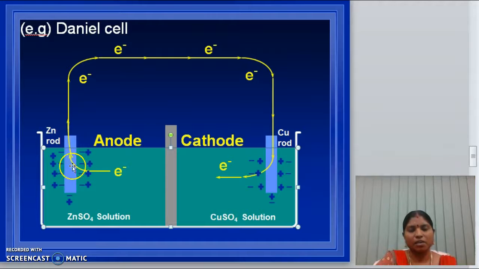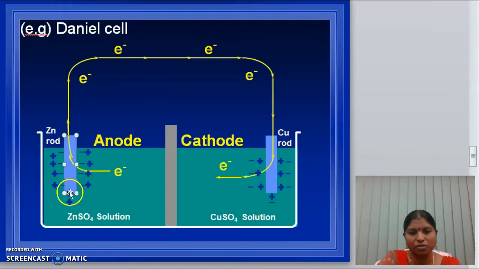So when this zinc rod is dipped in zinc sulfate solution, the Zn2+ ions from this metal rod go into the solution, leaving behind the electrons. So this electrode surface becomes negatively charged. This negative charge immediately attracts the positive ions from the solution and forms an electrical double layer. Due to this electrical double layer, a potential is developed. That potential is known as electrode potential. Since this potential is developed due to the oxidation reaction, it is known as oxidation potential.